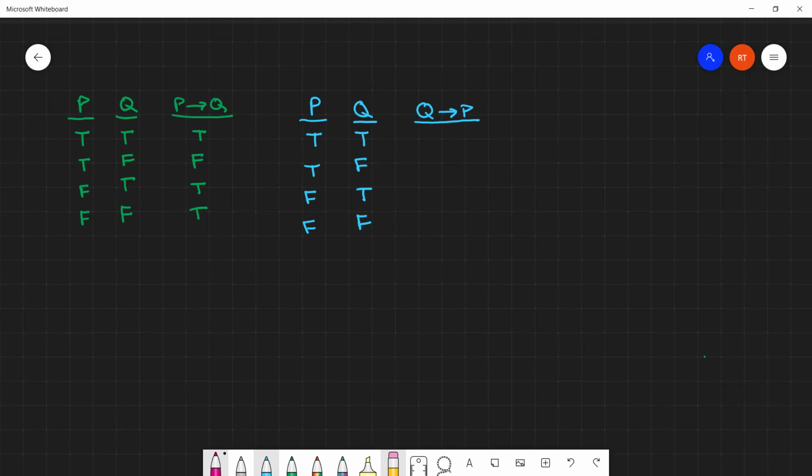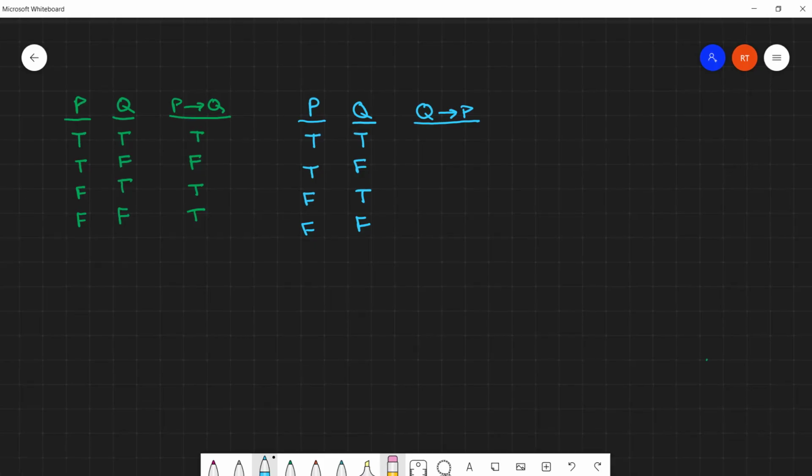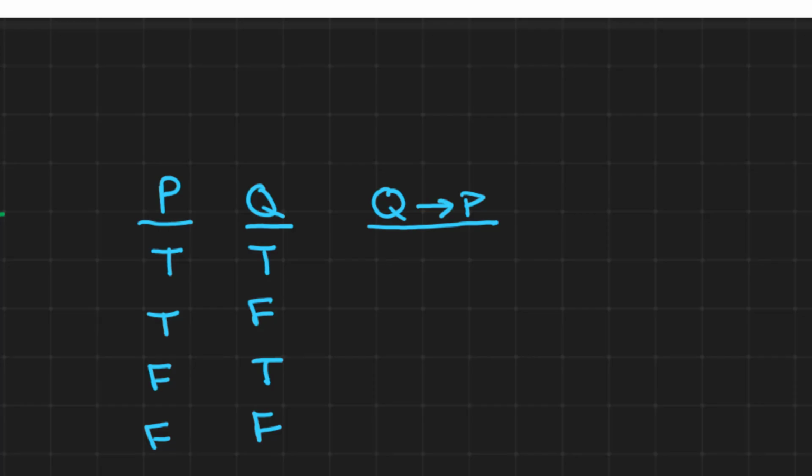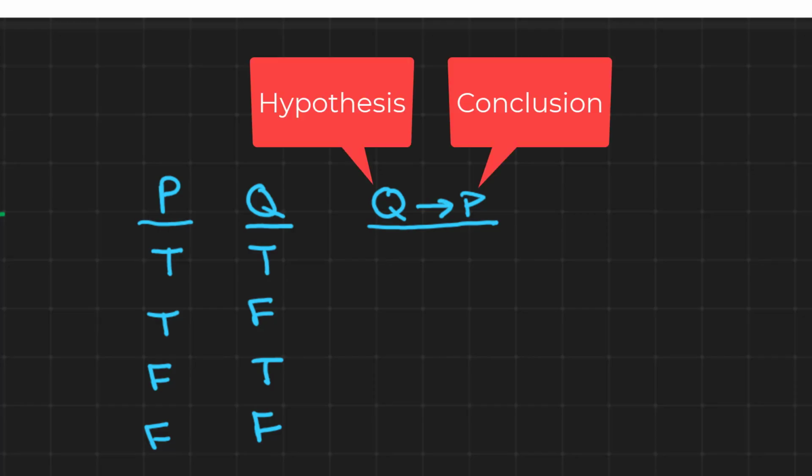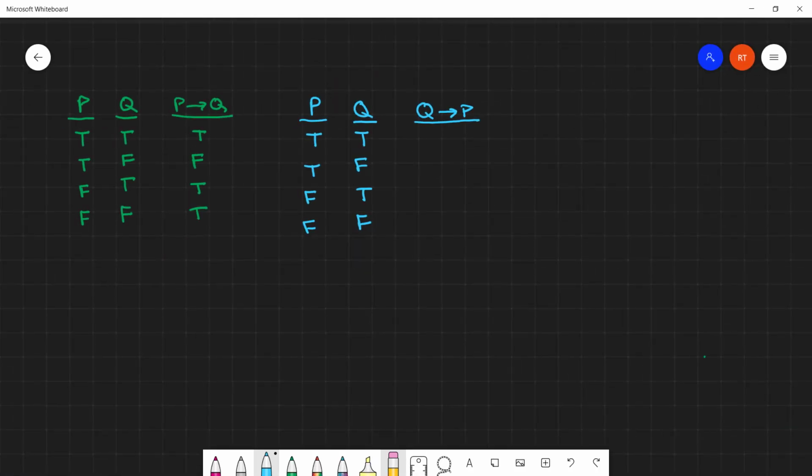Very importantly here, remember that a conditional statement is true in all cases except when the hypothesis is true, but the conclusion is false. It doesn't matter what the hypothesis or conclusion are. In this case, the hypothesis is Q and the conclusion is P. So we're going to go one row at a time and determine the truth value. In the first row, P and Q are both true, so the hypothesis, Q, is true, and the conclusion, P, is also true. That makes the entire conditional statement true.